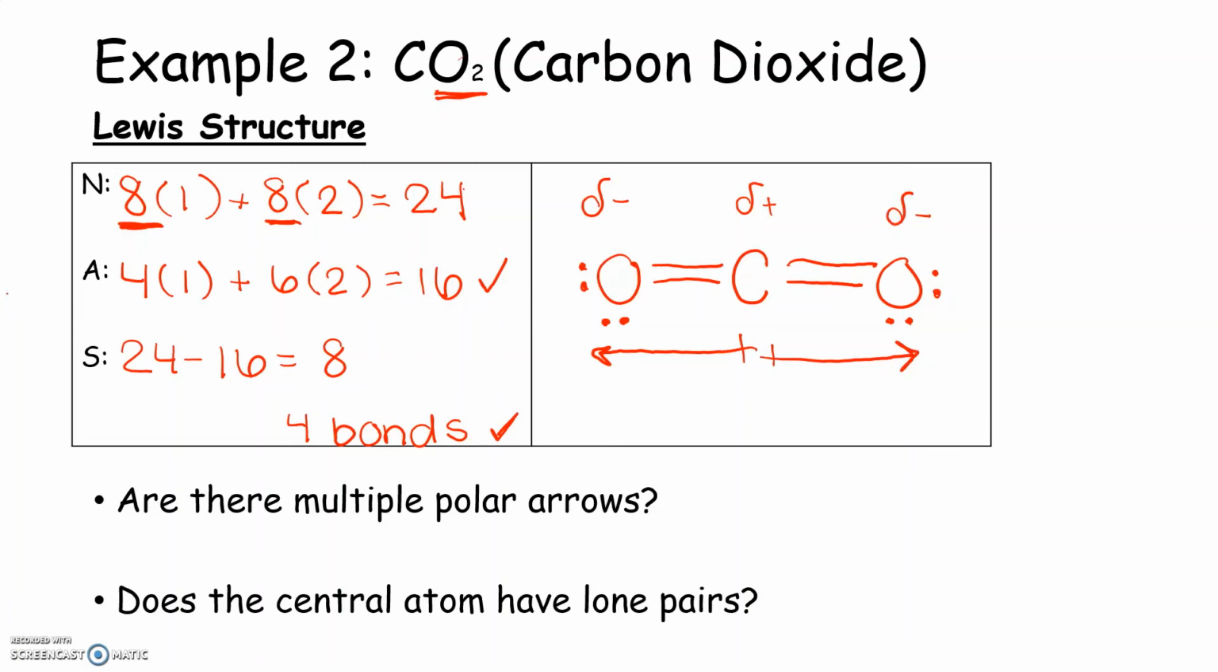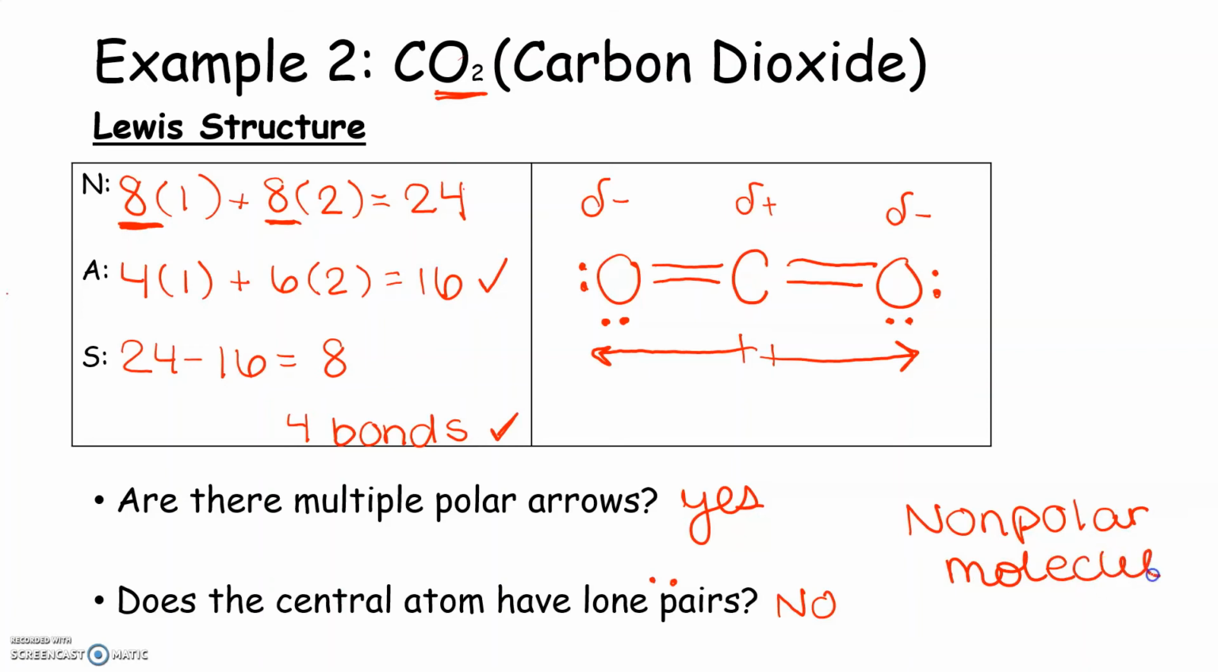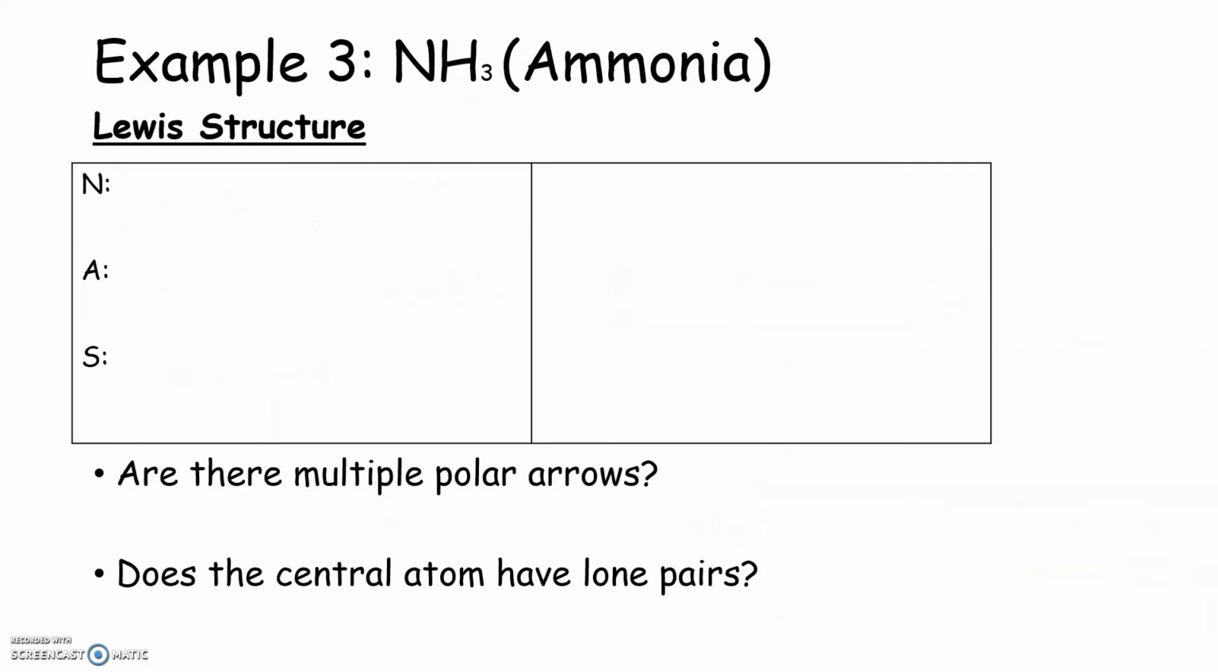So now let's look at the following questions. Are there multiple polar arrows? The answer is yes. Does the central atom have lone pairs? Carbon is the central atom. Does it have electrons around it in terms of dots? And the answer is no. And since it does not have lone pairs, this is a nonpolar molecule. Because the way this works is the dipole arrows are basically canceling each other out, which makes the molecule itself nonpolar even though there are polar bonds.